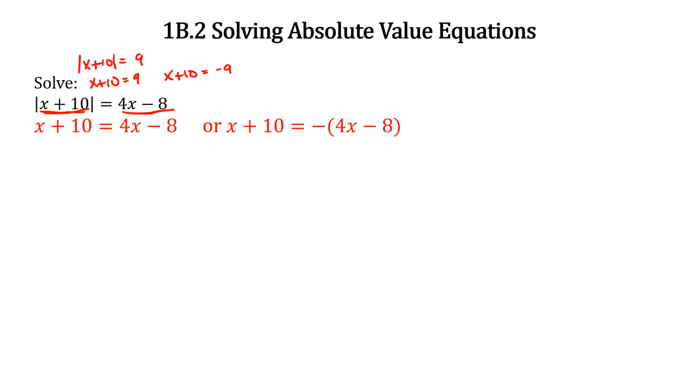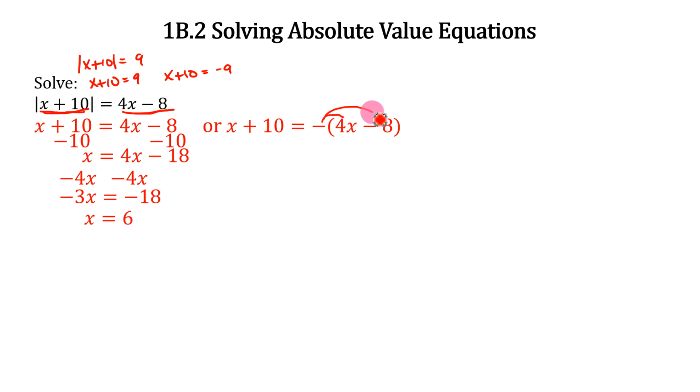I did it by subtracting 4x from both sides. I'm sorry, I started by subtracting 10. Then I'm going to get the x's on the other side. And then divide both sides by negative 3. And I get positive 6. Over here on the right, we need to distribute the negative. And get x plus 10 equals negative x plus 8.